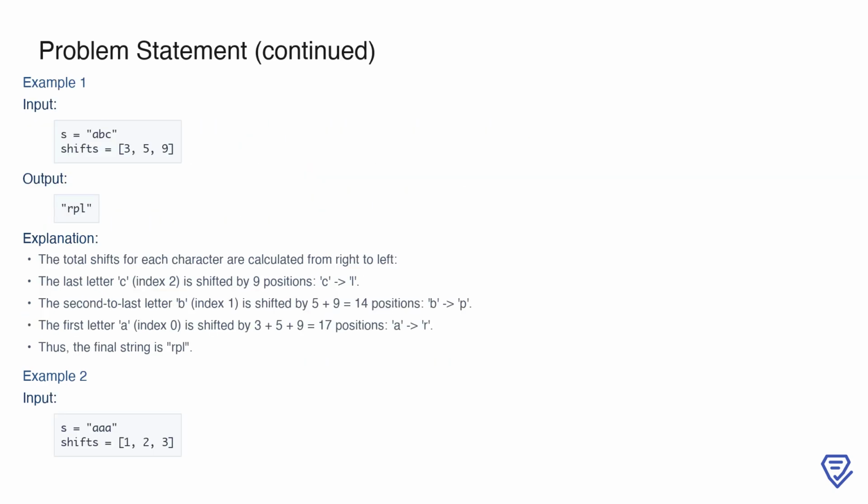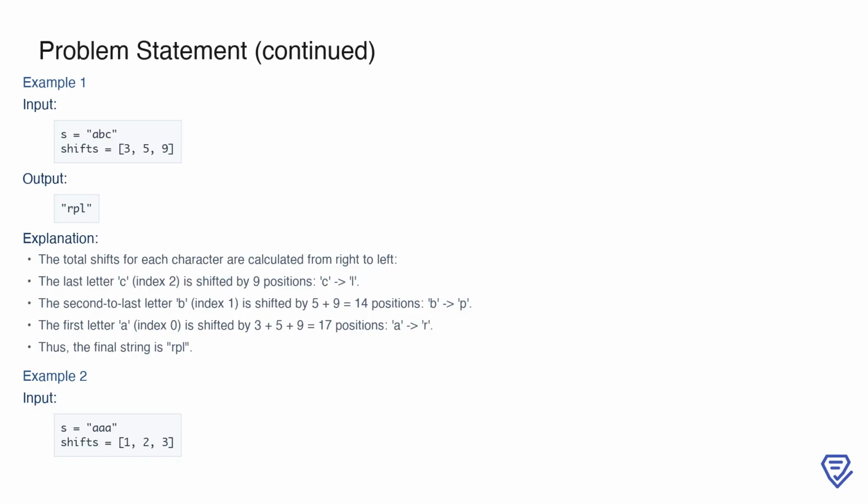To understand this problem better, let's look at an example. Suppose the input string is S equals "ABC" and the shifts array is [3, 5, 9]. The output is "RPL". Here's how we calculate it. Starting from the rightmost character, we compute the total shifts needed for each letter. For the last letter C, which is at index 2, we apply 9 shifts. Shifting C forward by 9 positions gives us L.